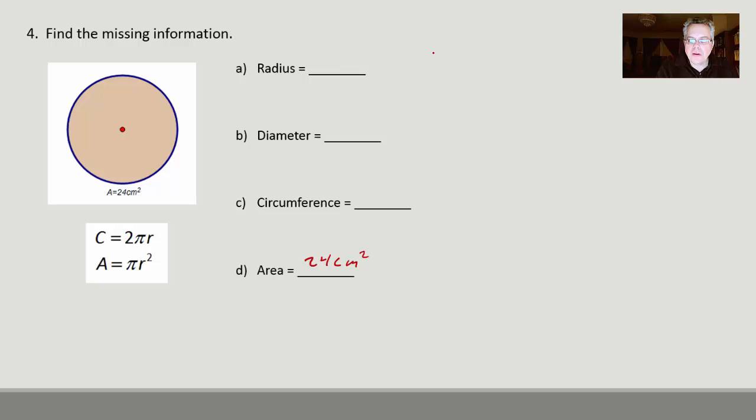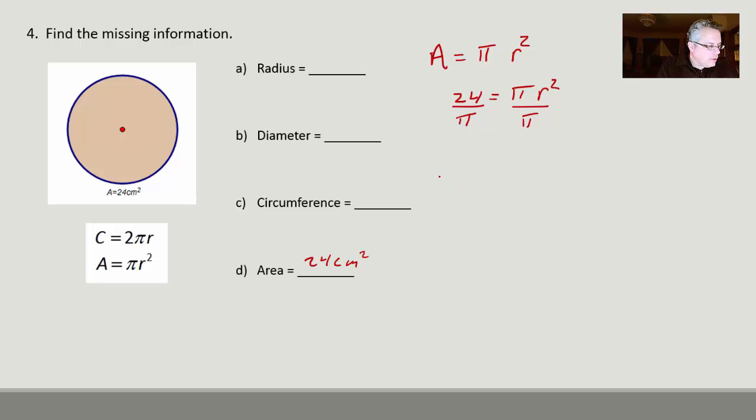Again, let's start with the area formula. Area is pi times the radius squared. Let's put in what we know. We know the area is 24. Okay, we're going to have to do two things. The first thing we're going to do is divide by pi and kind of solve for r squared, get it by itself. So we're going to divide both sides by pi.